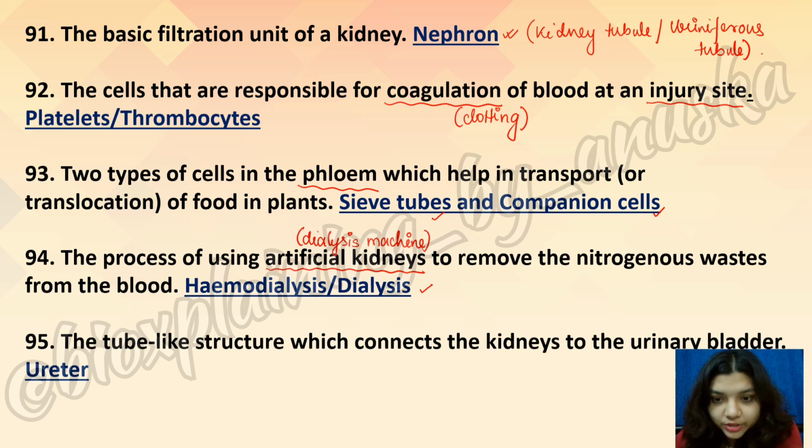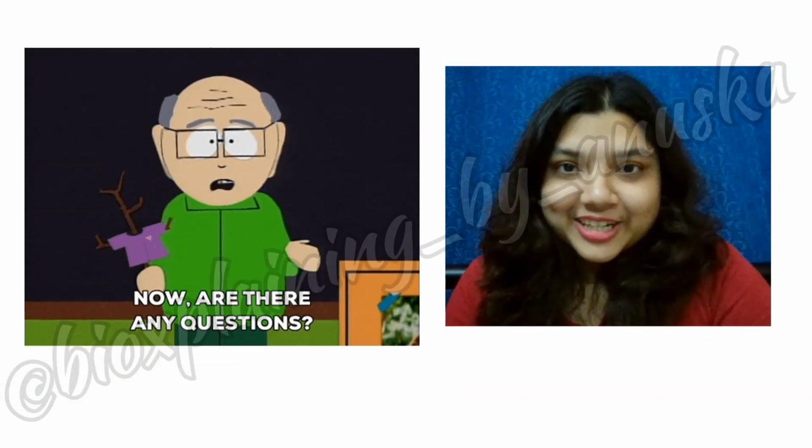Tube-like structure which connects the kidneys to the urinary bladder. These are the ureters. We have one pair of ureters in our body, each kidney connecting to the urinary bladder. Okay, so you're almost here. Just the last 5 questions for this series. Get started.